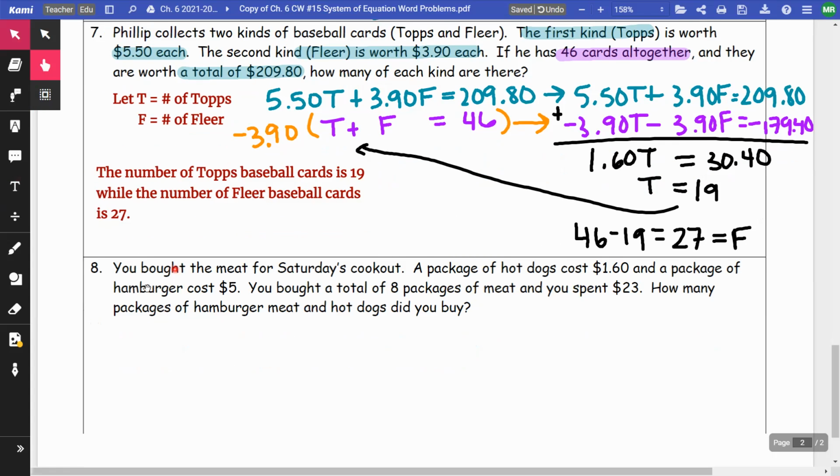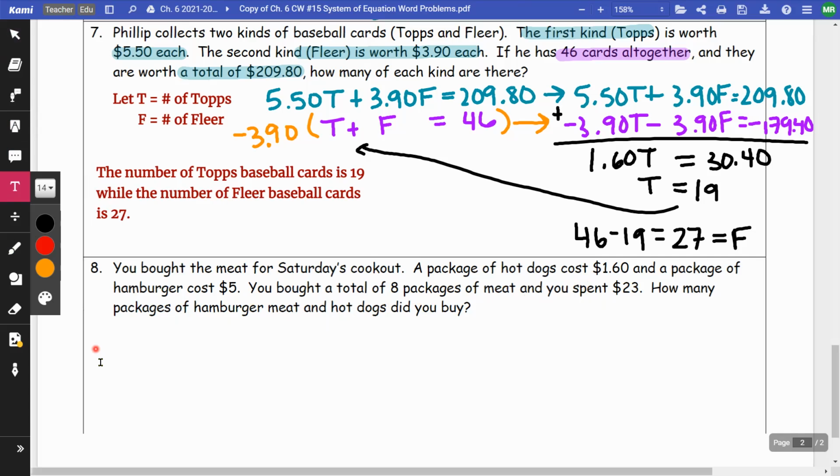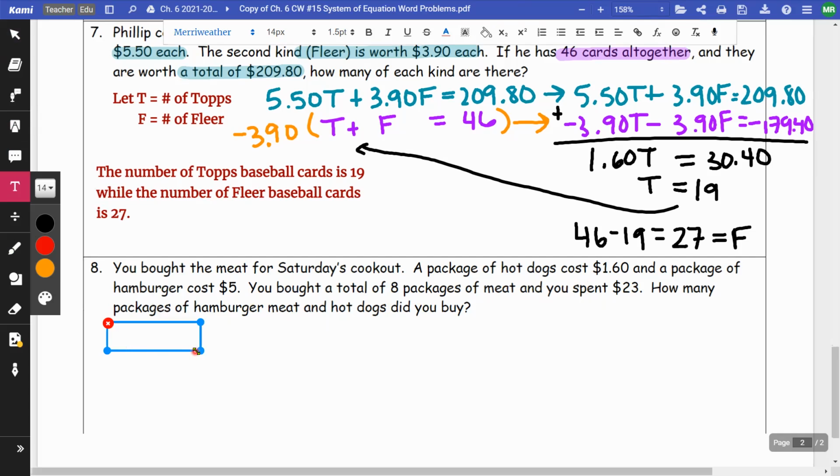And number 8. You bought meat for Saturday's cookout. A package of hot dogs costs $1.60. A package of hamburger costs $5. You bought a total of 8 packages of meat. You spent $23. How many packages of hamburger meat and hot dogs did you buy?